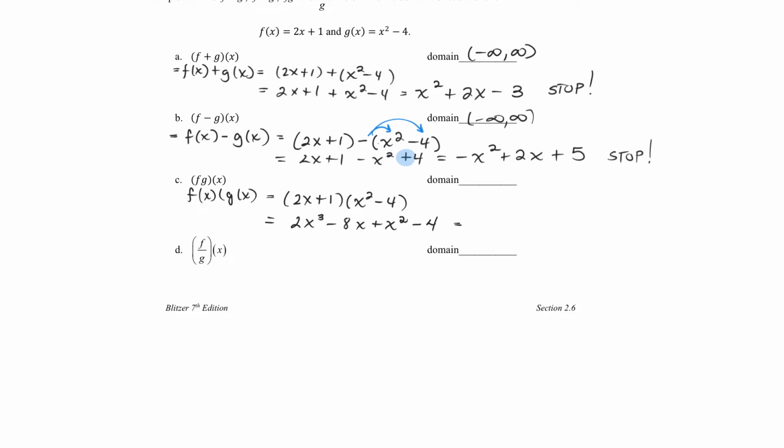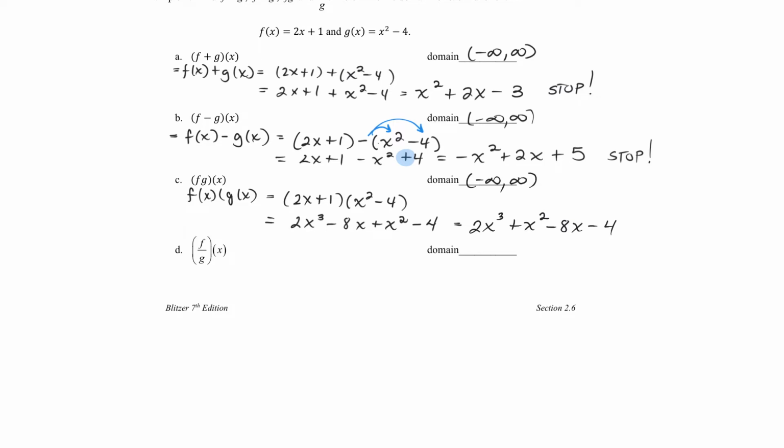The only thing I might do is just go ahead and rearrange so that I have descending powers of my variable. It's not technically necessary, just looks prettier. 2x cubed plus x squared minus 8x minus 4. I have a third degree polynomial, so the domain is, again, all real numbers.